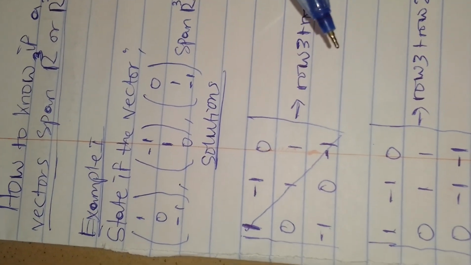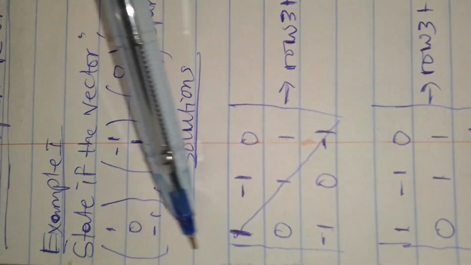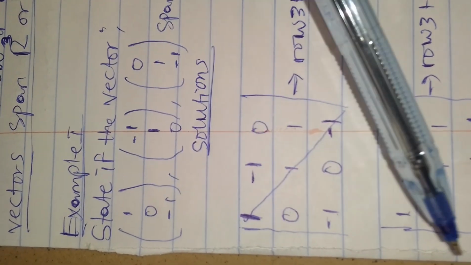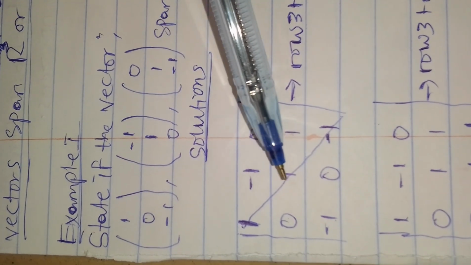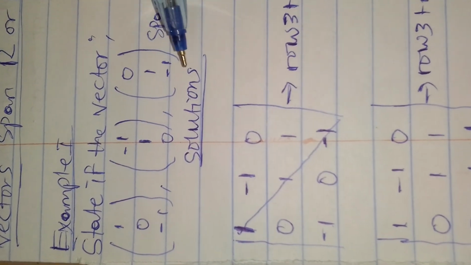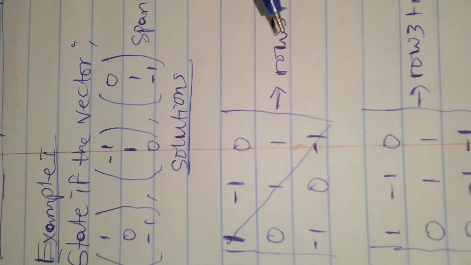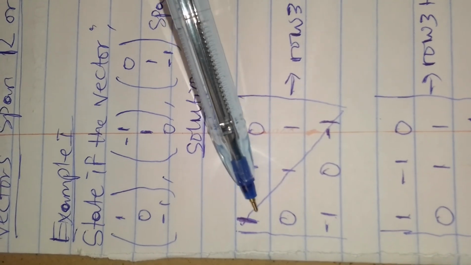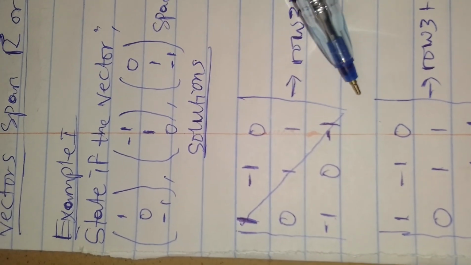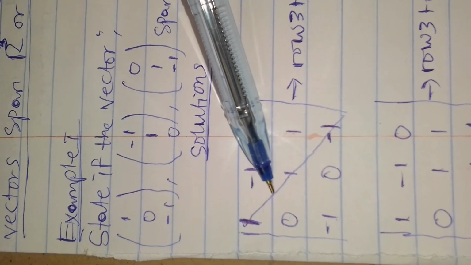Now, to solve this, bring down the vectors. Here is 1 0 minus 1, here is minus 1 1 0, and here is 0 1 minus 1. Now, after doing that, identify the diagonal of this matrix, and the diagonal of this matrix is this.